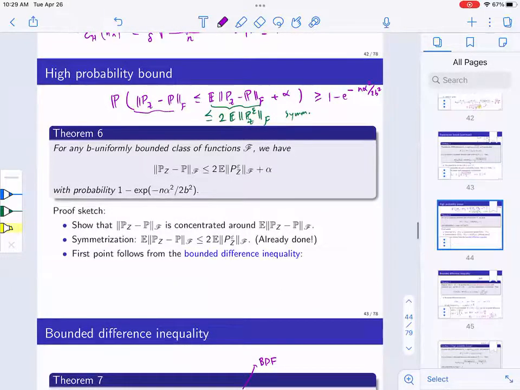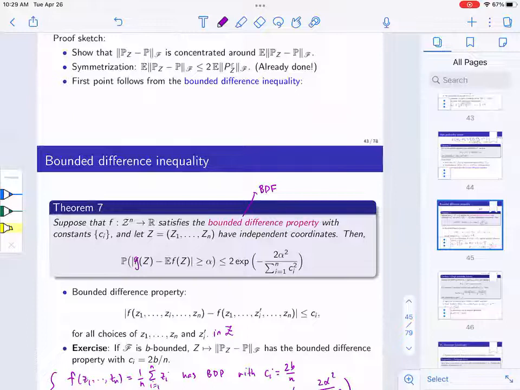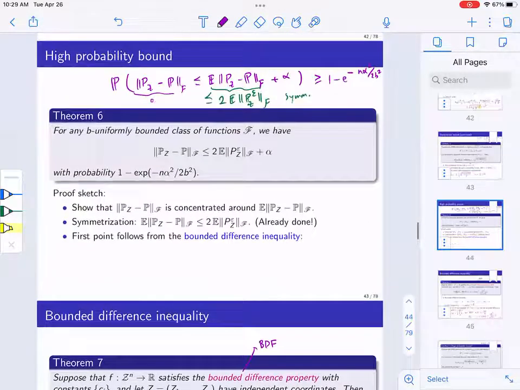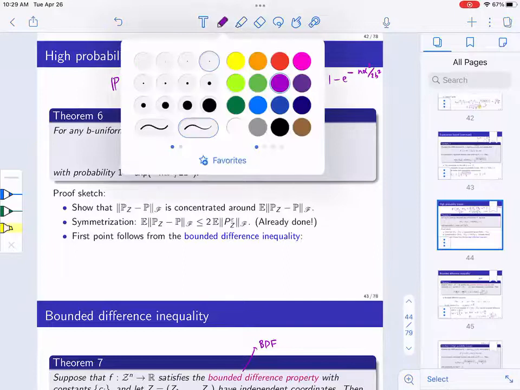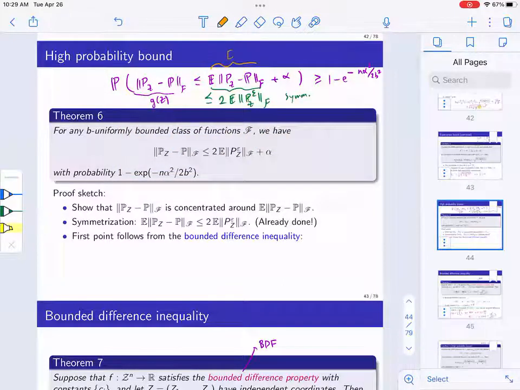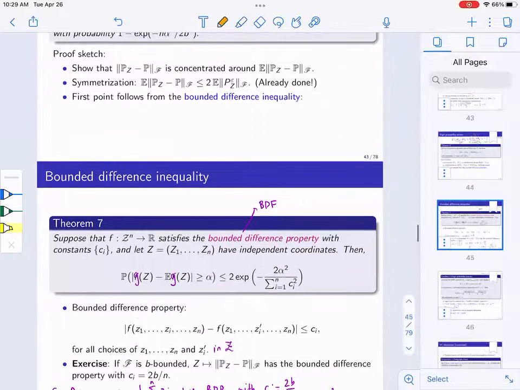F is a bad notation. I should have said G of Z, for example. So this is G of Z, this is the expectation of G of Z. And so that's the bounded difference property. It holds, and if you remove the absolute values, you can also remove the 2 here. So that's what we're doing.